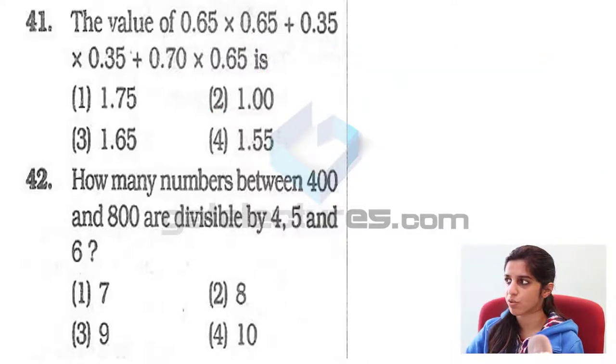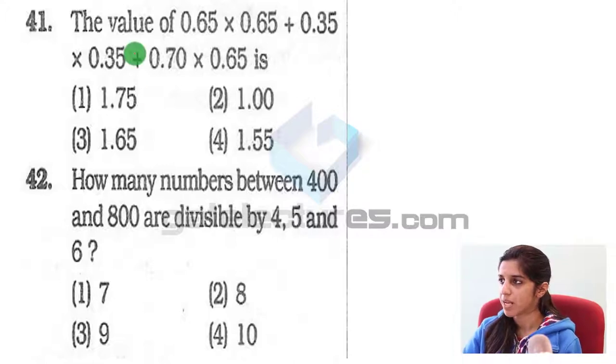So now we are going to look at some questions from arithmetic and numerical ability. So let's look at question number 41. They are asking the value of 0.65 into 0.65 plus this.